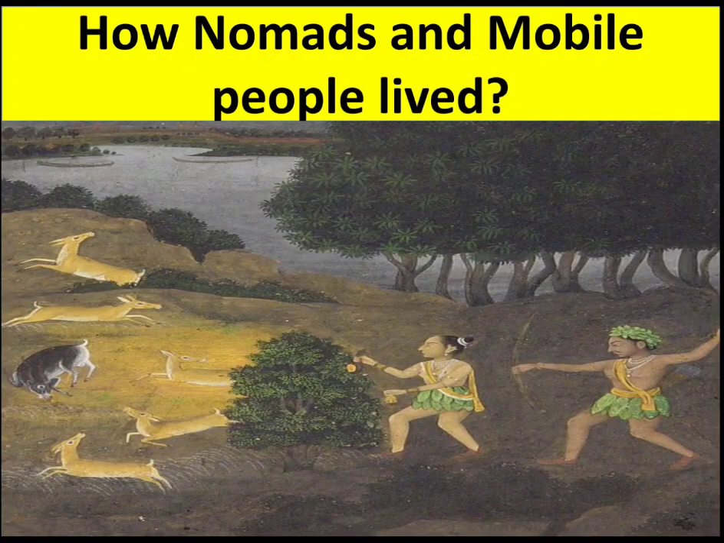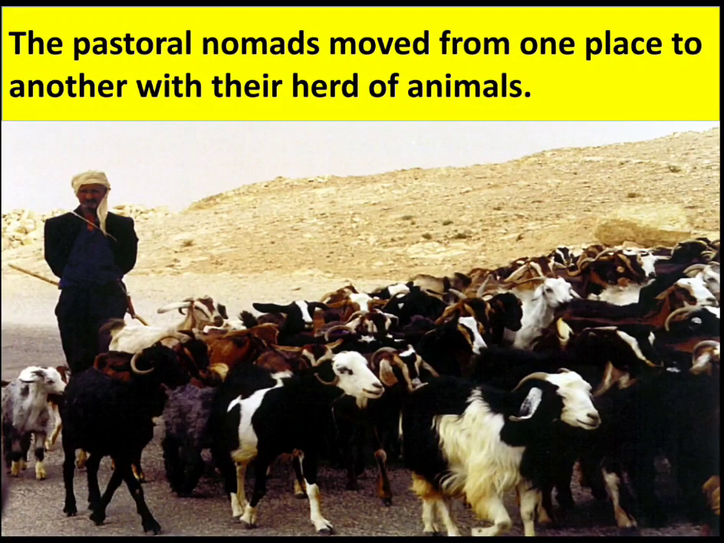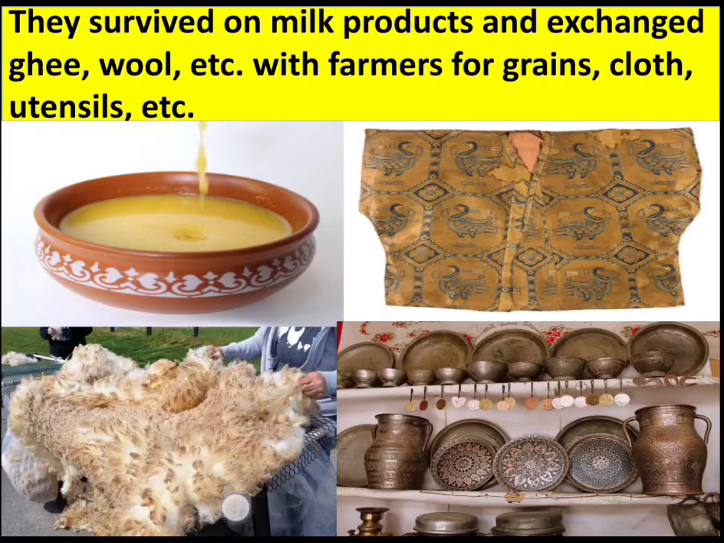So how did nomads and mobile people live? So far we have discussed their society, their group names, their culture, but how exactly did they live? So let's learn about it. The pastoral nomads moved from one place to another with their herd of animals. As you can see in this picture, the herd and the one who's controlling this herd taking their animals from one place to another.